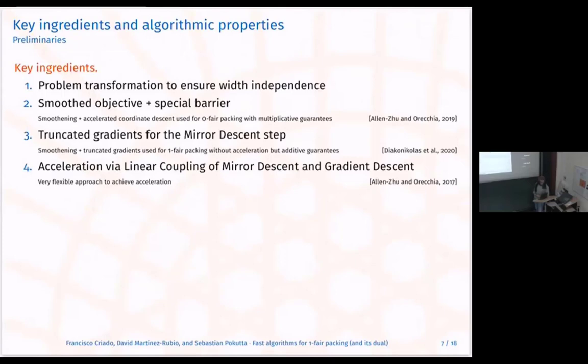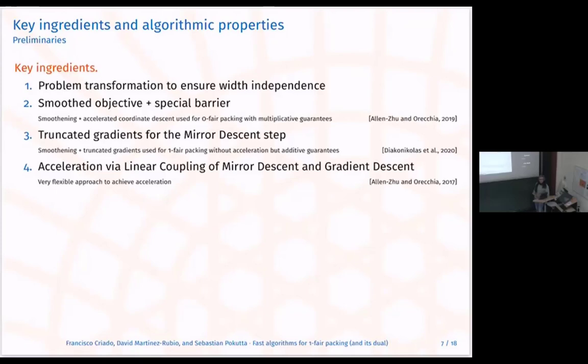Then a second step involves basically smoothing the objective function and adding a special barrier function. Things like this have been done before, for example, in the context of the standard packing problem already before. Then another thing that we are going to do is we will have to truncate gradients for our mirror descent steps that we are going to do.